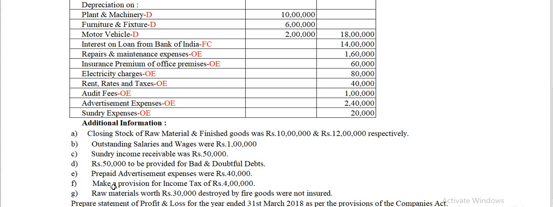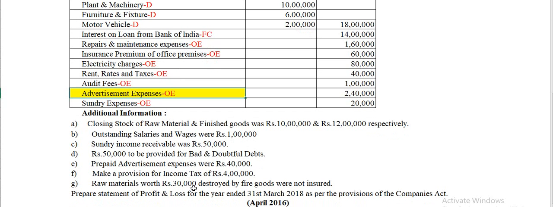Now the next is advertisement expenses were 40,000. So I think here advertising expenses are there. So I'm highlighting this. Make a provision for the income tax. Income tax का value यहाँ पर दिया है. So here there is no income tax. We have to write in the format.